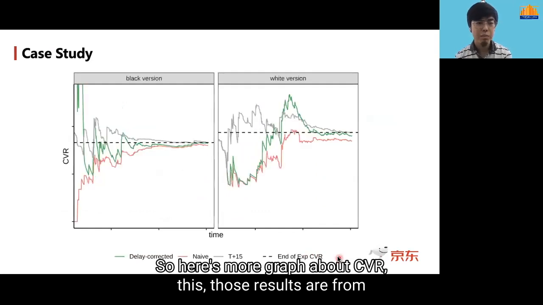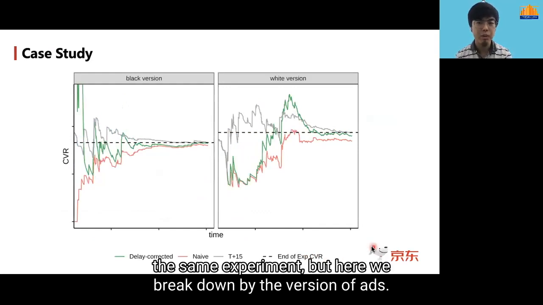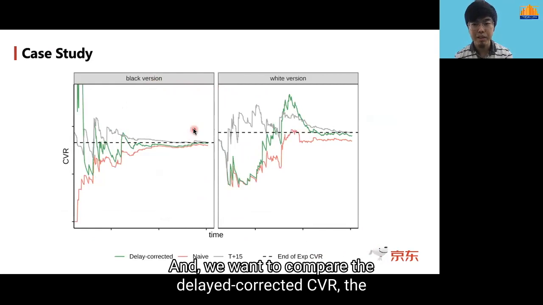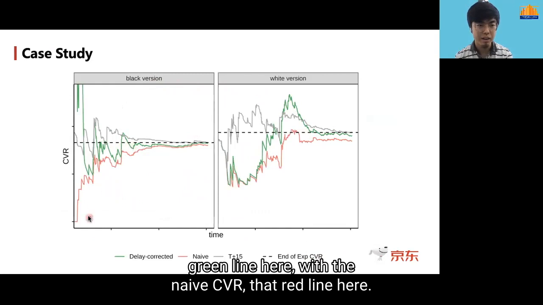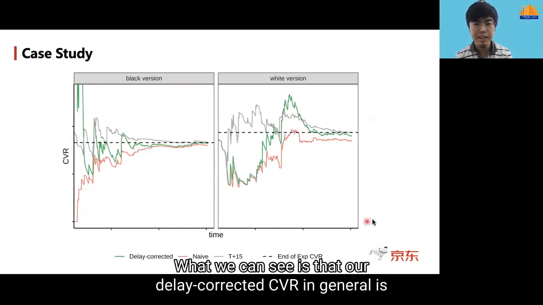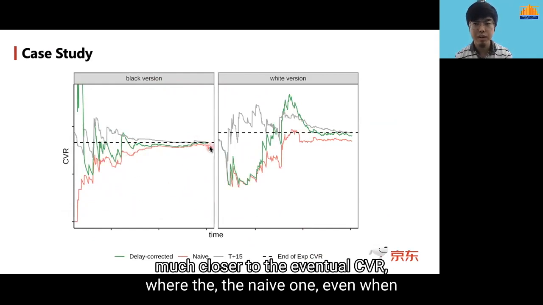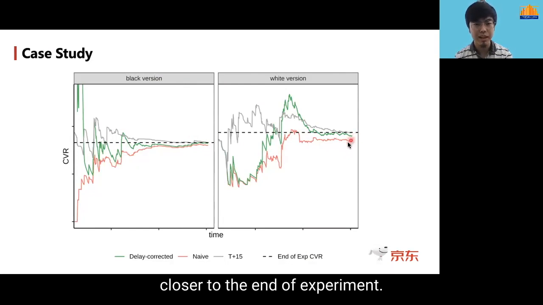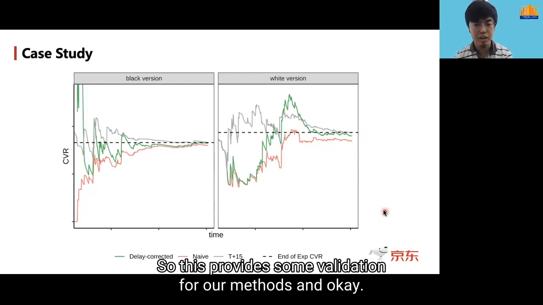Okay, so here are more graphs about CVR. Those results are from the same experiment, but here we break down by version of ads, and we want to compare the delay-corrected CVR, the green line here, with the naive CVR, the red line here. What we can see is that our delay-corrected CVR, in general, is much closer to the eventual CVR, whereas the naive one, even closer to the end of the experiment, is not even close. There's a gap. So this provides some validation of our methods.